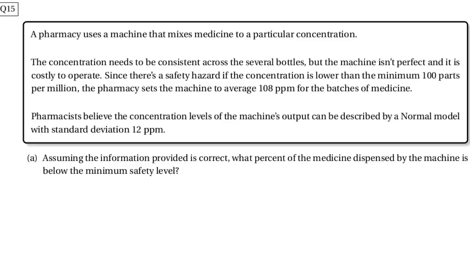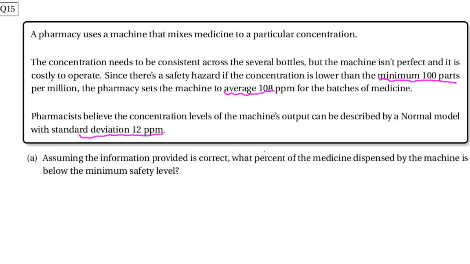Okay, so in this problem, we are dealing with a pharmacy that uses a machine that mixes medicine, and there's a concentration that needs to be consistent across several bottles. Since there's a safety hazard if the concentration is lower than 100 parts per million. So I'm going to put an underscore right there. The pharmacy sets the machine to average 108, and the pharmacists believe that it follows a normal distribution with a standard deviation of 12 parts per million.